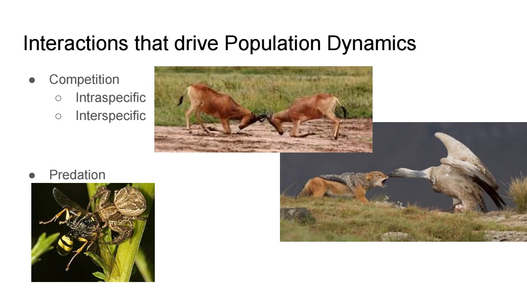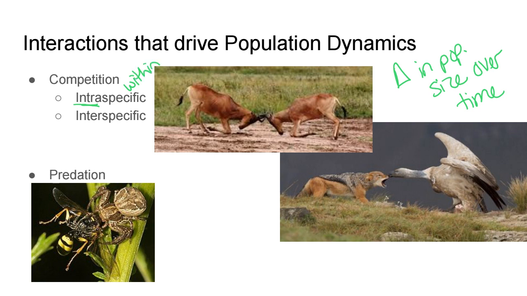Okay, so let's look at some interactions that can drive our population dynamics as a whole. Okay, remember, population dynamics is our change in the population size over time. So these are going to be things like symbiotic relationships, competitions, things that can impact the populations as a whole. So, for instance, competition is going to do that. Remember, we can have intraspecific competition, intra being within.